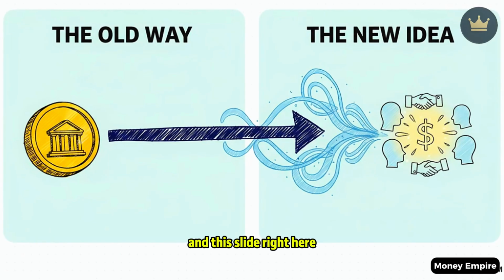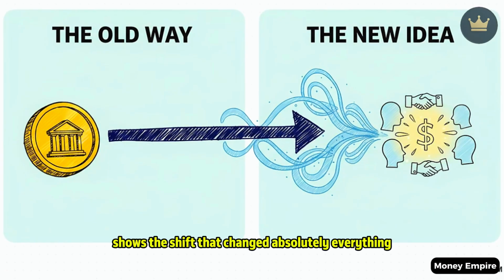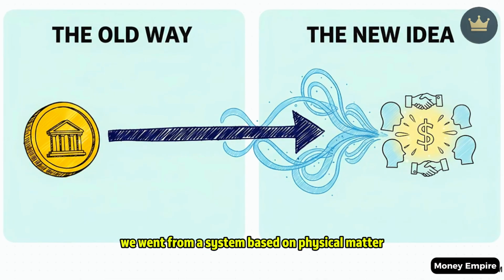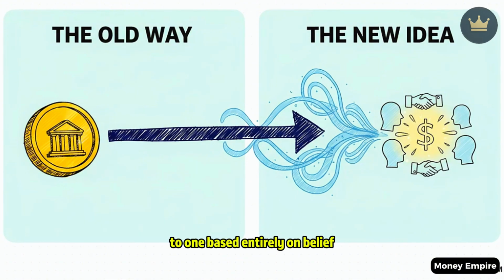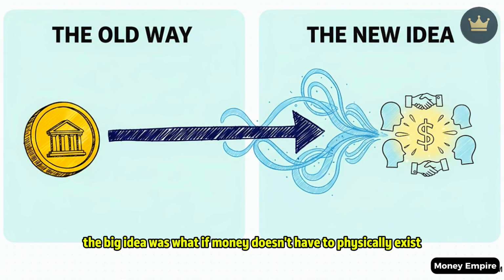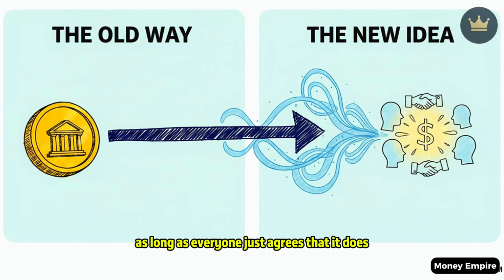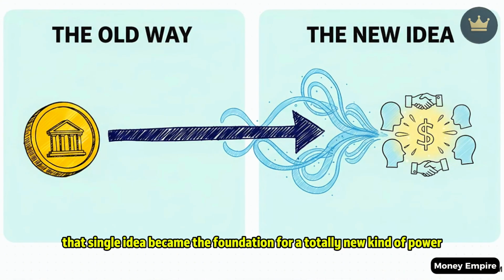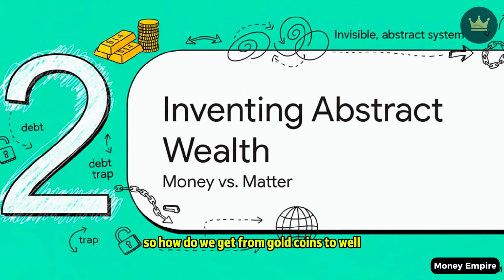And this slide right here shows the shift that changed absolutely everything. We went from a system based on physical matter to one based entirely on belief. The big idea was, what if money doesn't have to physically exist, as long as everyone just agrees that it does? That one question, that single idea, became the foundation for a totally new kind of power. So how do we get from gold coins to numbers on a screen? Let's jump into section 2.